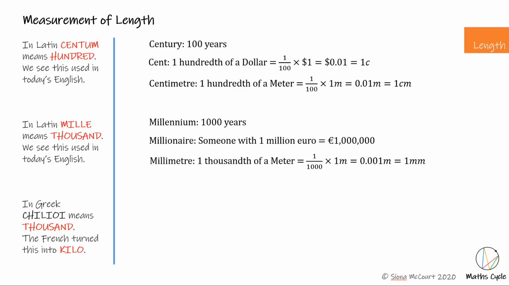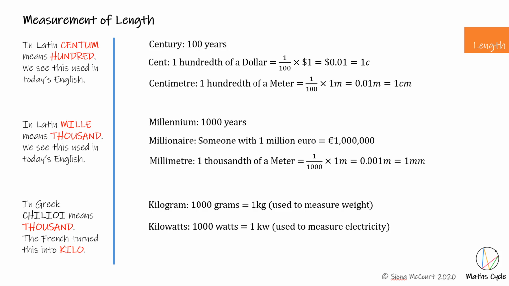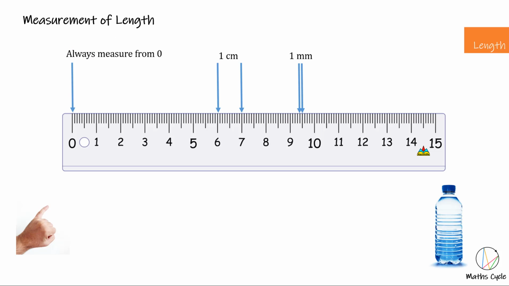Then in Greek, kilo means 1,000. The French turned this into kilo. So kilo also means 1,000. So with kilograms, 1,000 grams equals 1 kilogram, used to measure weight. We have kilowatts, 1,000 watts equals 1 kilowatt, used to measure electricity. And we have kilometers, 1,000 meters equals 1 kilometer, used to measure long distance.